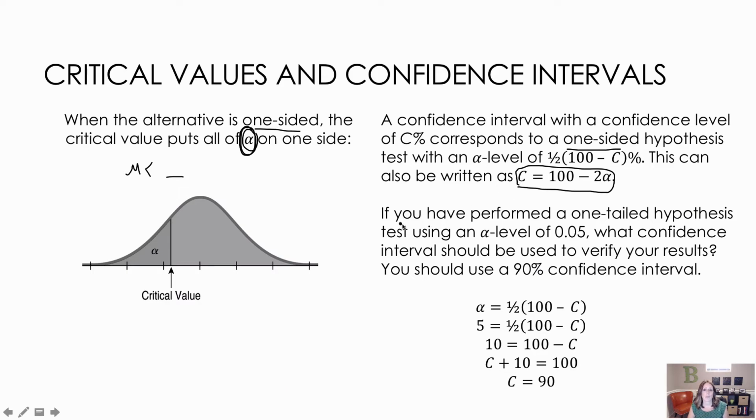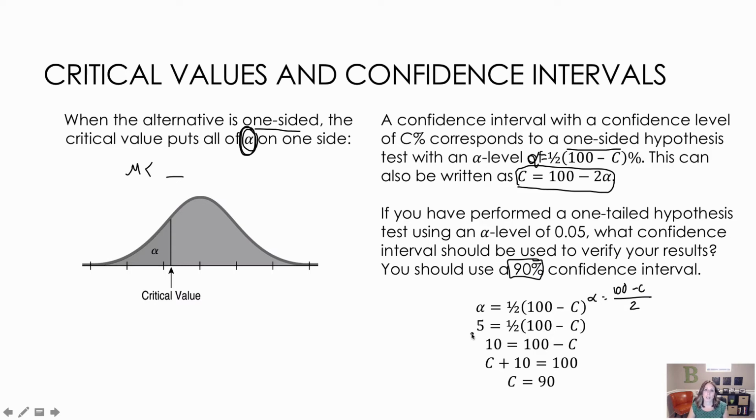As an example, if you have performed a one-tailed hypothesis test using an alpha level of 0.05, which is typically what we use and what you'll use in your case study, what confidence interval should I use to verify my results? Well, I'm going to use a 90% confidence interval, and here's why. I'm using this formula: alpha equals 1/2 (100 minus c), or in StatCrunch, MyStatLab, you might see it written like this, which is the exact same thing. I'm going to put in my 5, which is my alpha level used for the test, and solve for c to find the confidence interval.